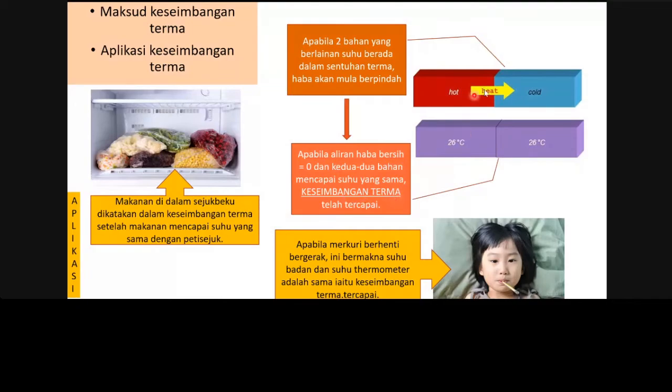So bila haba daripada objek yang panas tadi bergerak ke objek sejuk, dia transfer pindah, and at some point dua-dua ni dah sama suhu. Okay, so ini bermaksud keseimbangan terma telah tercapai. So apa maksud lain keseimbangan terma is apabila aliran haba bersih sama dengan kosong. Apa maksud aliran haba bersih? Flow of heat. Yes, the flow of heat.